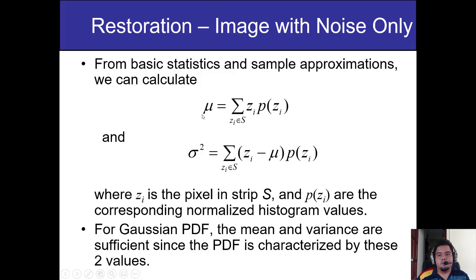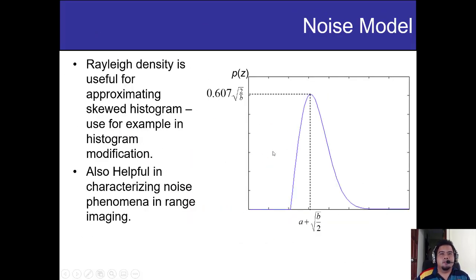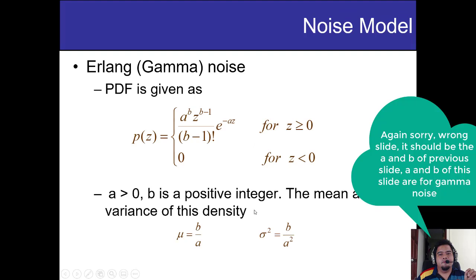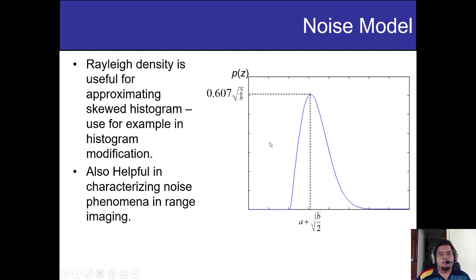But if you find out your PDF is not bell shaped anymore and the shape looks like this, then it's not Gaussian anymore, it's Rayleigh noise, and the parameters are different. That's why for Rayleigh noise, there are parameters that you need to calculate, which are A and B, and then from A and B you can obtain your mean and variance. The mean and variance have their own formula for Rayleigh noise. So that is the step. I hope that you can understand.